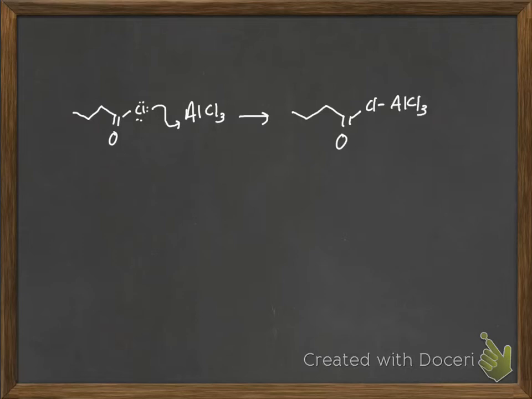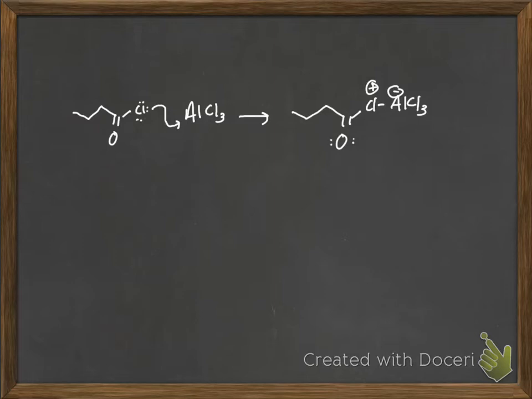So let's see how this works. Remember, the first step in any EAS reaction is making your strong electrophile. The chlorine attacks and adds its electrons to the aluminum, and you generate this. I hope this is starting to look a little familiar, because it should be. All right, so now where are we at right here? Here's where we're at right now.